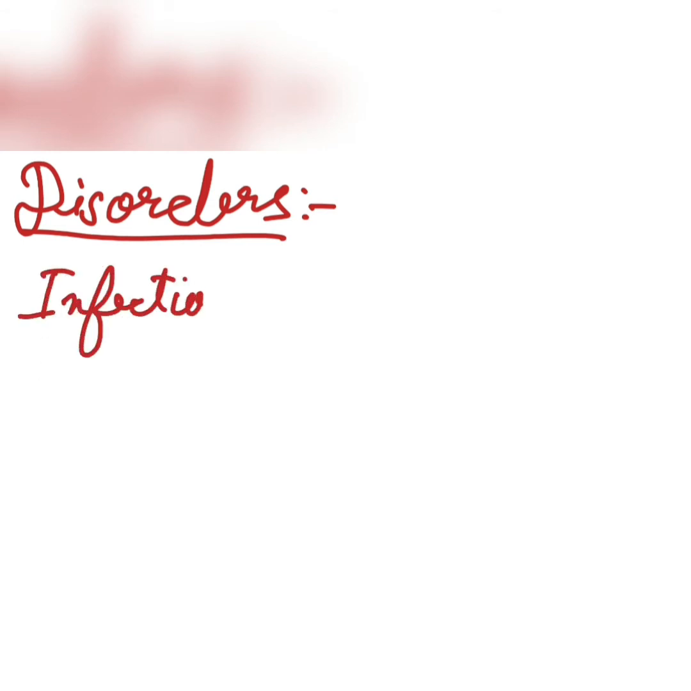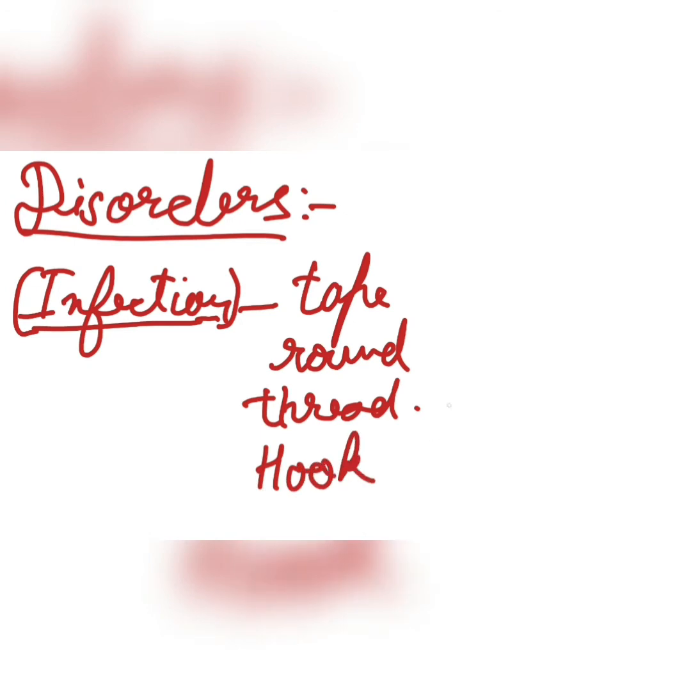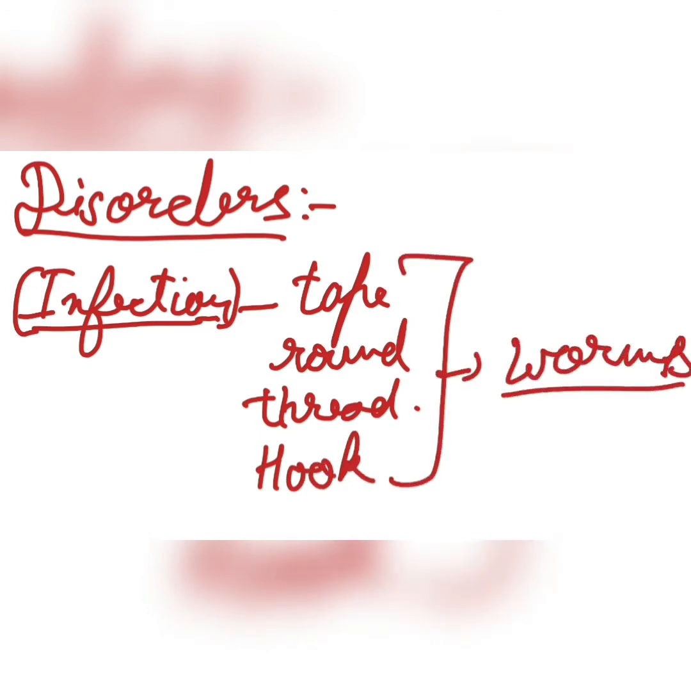The infections are also caused by the parasites of the intestine like tapeworm, roundworm, threadworm. All these kinds of worms contribute to the infection of the intestinal tract. I repeat: tapeworm, roundworm, threadworm, pinworm, etc. Now let's move to our second type of disorder.